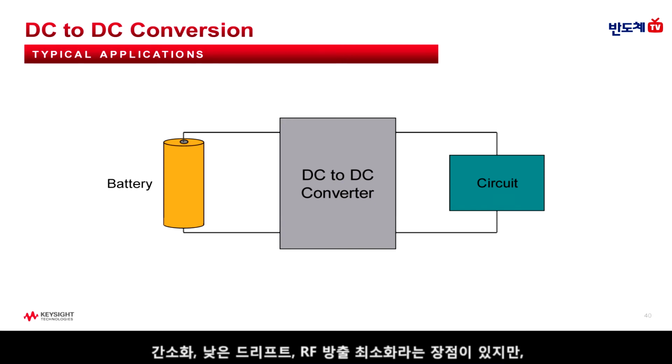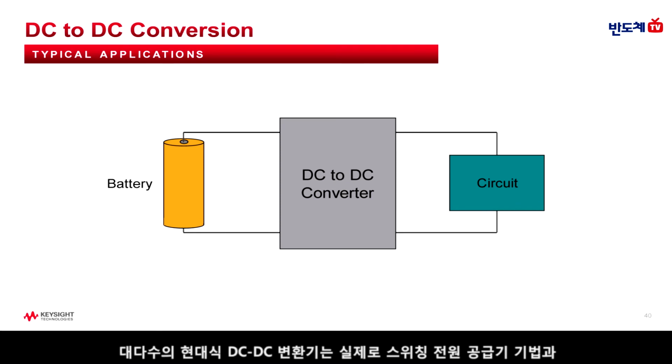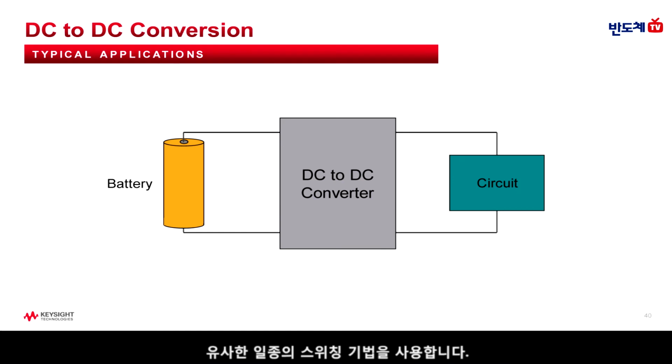They have some advantages in terms of simplicity, low drift, and minimal RF emissions, but switching power supplies have some disadvantages: they're kind of inefficient and they dissipate a lot of excess heat. So most modern DC to DC converters actually use some sort of switching technique similar to switching power supply techniques.